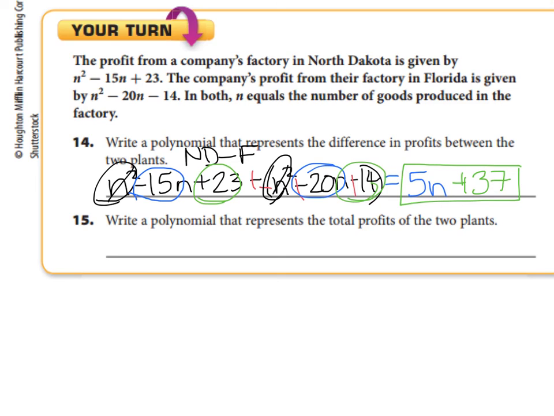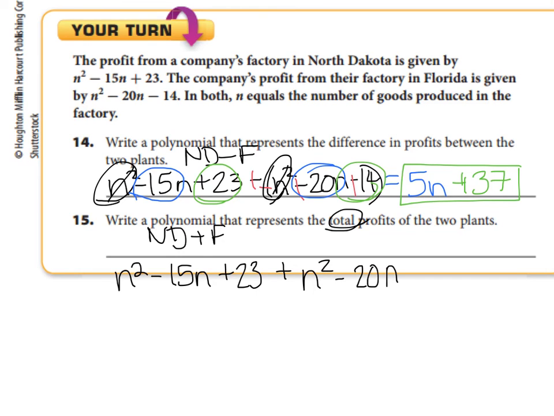Now 15 says not the difference, but the total. Well, total means we would add them together, so it's going to be ND plus Florida's profit. So we have n squared minus 15n plus 23 plus, and with the plus we don't really need parentheses unless it makes you feel better. They're really more important when it comes to subtraction.